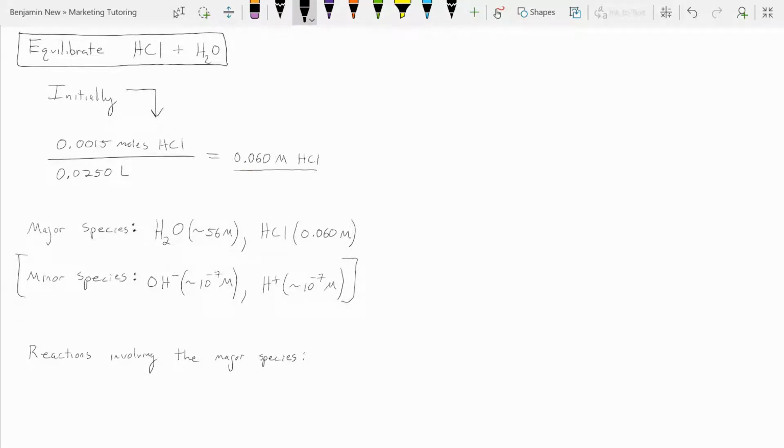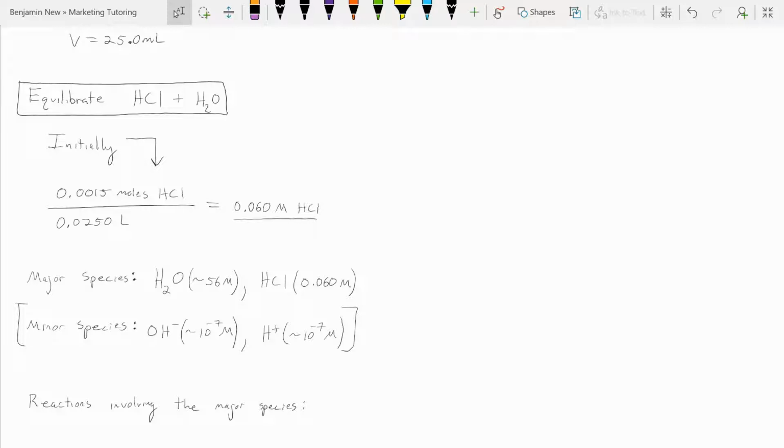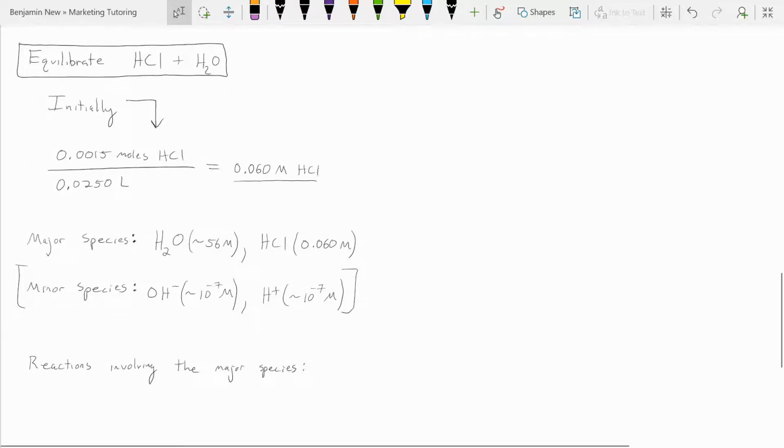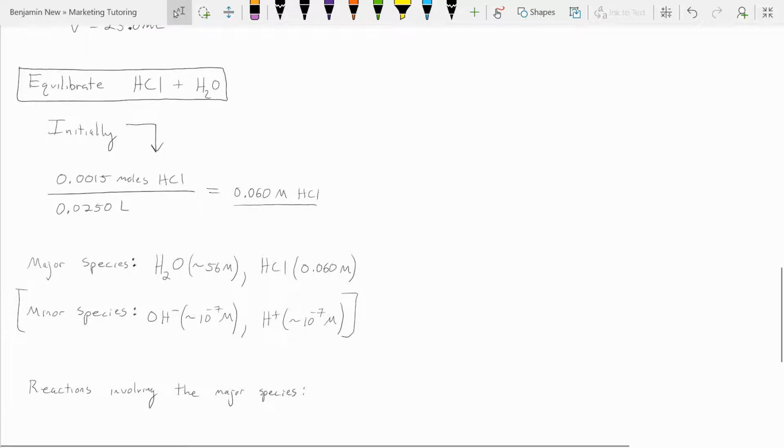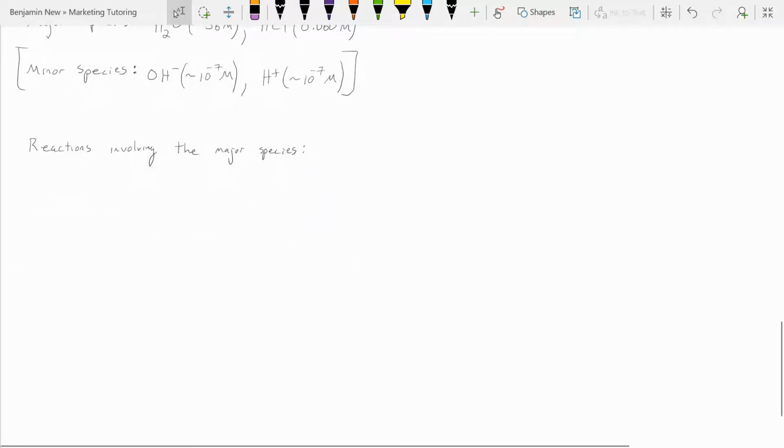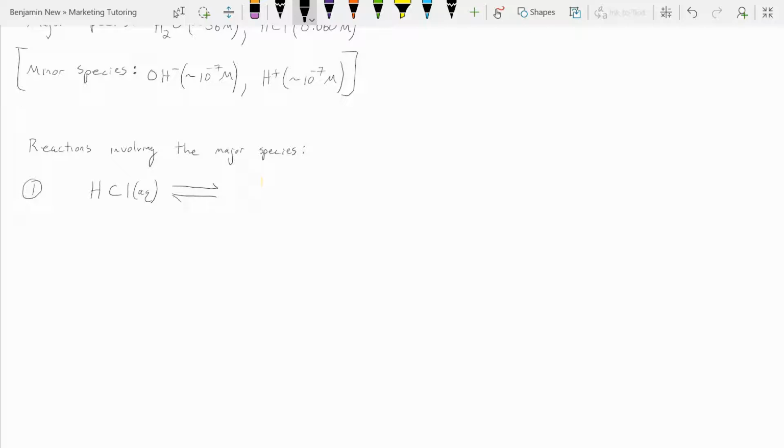Let's first write the reaction with HCl. When you throw HCl in water, HCl is an acid. So an acid is one which gives up a proton, and whatever is left behind is the product. And so the only thing that can take that proton is water. So we're going to write that first reaction, reaction 1, as HCl aqueous. It's going to split up into H plus and Cl minus.